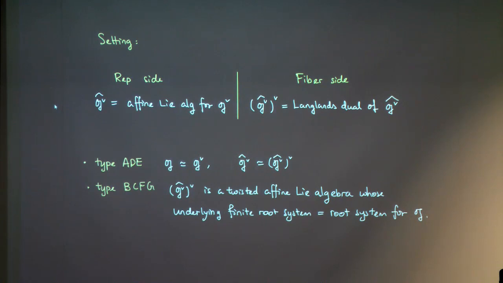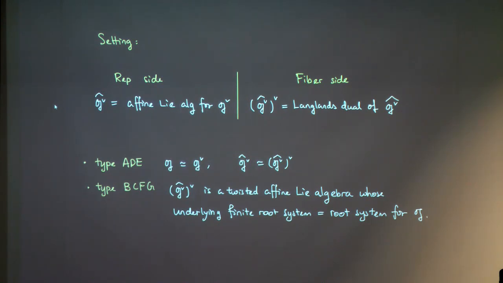Okay, so in type ADE, you don't have any confusion. G is isomorphic to G check, and then their affine Lie algebras are also isomorphic. But in non-simply laced type, you need to be careful. If you take the Langlands dual of an affine Lie algebra, which is say of type BCFG, you will get a twisted affine Lie algebra, but whose underlying finite root system is the root system for G.